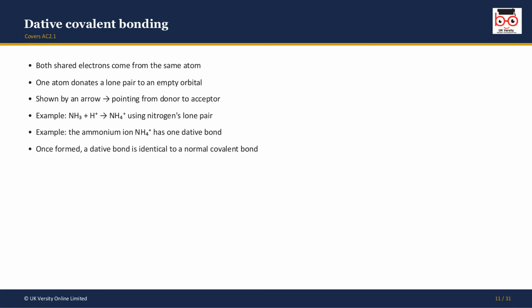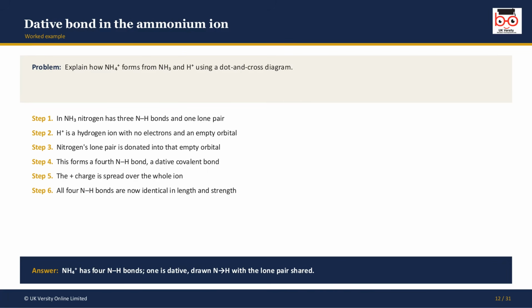One atom donates a lone pair into another atom's empty orbital, and we show it with an arrow pointing from donor to acceptor. A classic example is ammonia reacting with a hydrogen ion to form the ammonium ion, using nitrogen's lone pair. Once it's formed, though, a dative bond is completely identical to any ordinary covalent bond. Let's see how the ammonium ion forms.